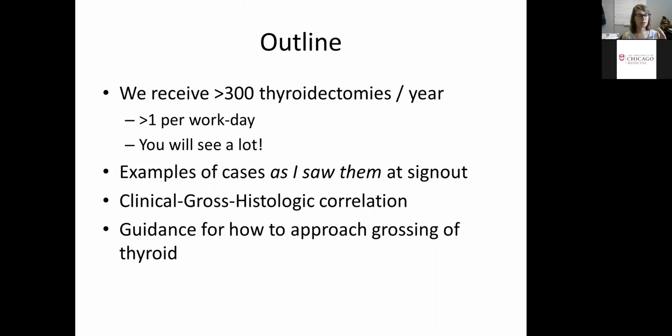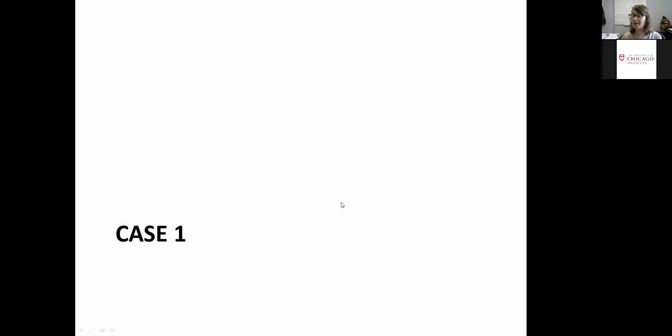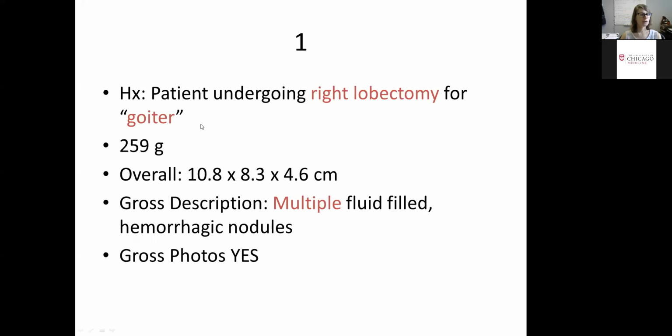We're going to do a correlation between the clinical, the FNA, the gross, the histology, and we'll go through some guidance for how to approach grossing of thyroid, because not everyone is the same, even though they are overlapping and they can certainly be very similar. They are each different. So with that being said, does anybody have any comments or questions before I begin? Otherwise, we'll start with the first case. Okay. All right, so case one.